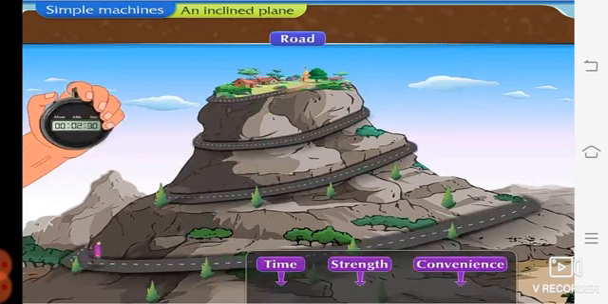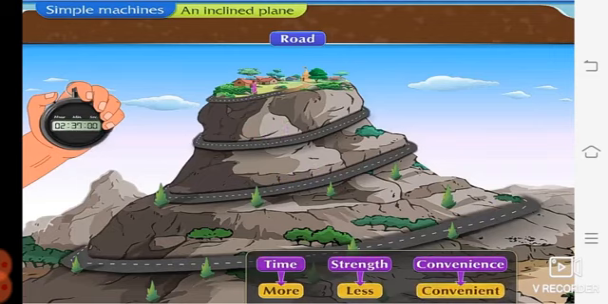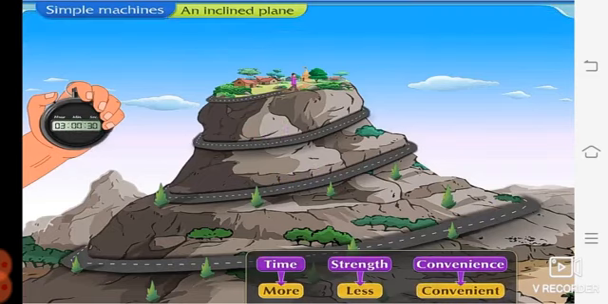But in the second way, there is a road. The time required will be more, but the strength required will be less, as the road is slanting, that is, an inclined plane, and thus it is convenient to use the road.